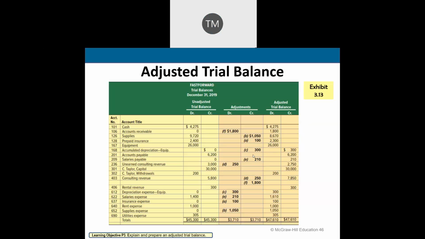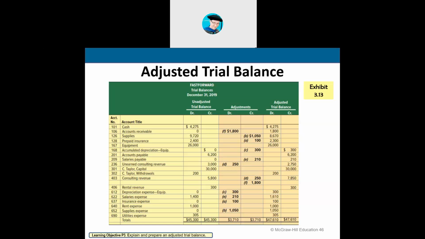Sure. On the adjusting trial balance, does C. Taylor, the capital, is that his salary or how is? Oh no, yeah, good question. So capital is called paid in capital. What that represents is C. Taylor. That's the owner of the business, right?